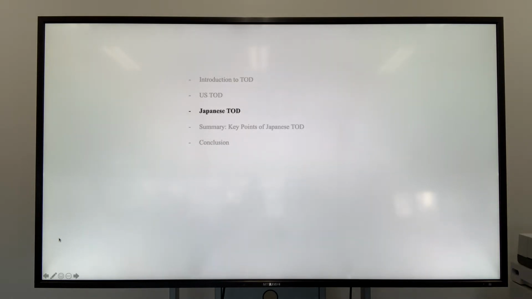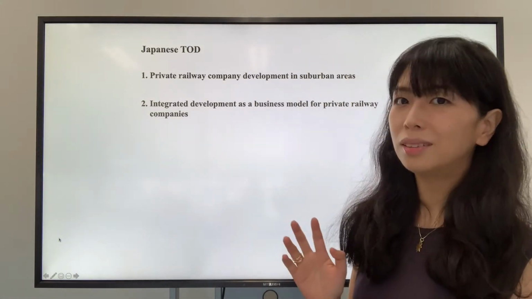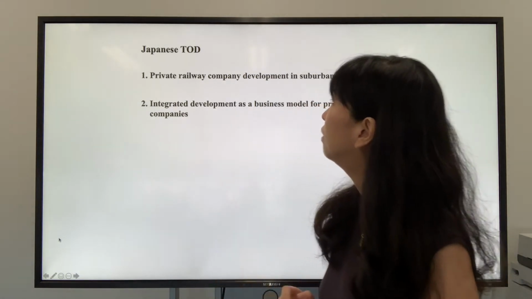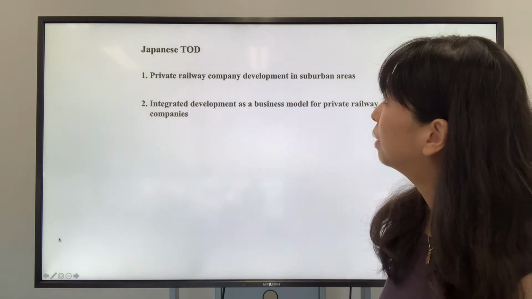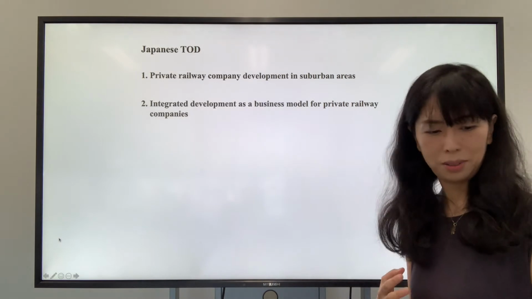Now moving on to the Japanese TOD. This is the main part of today's lecture. There are two concepts that can be found in the Japanese TOD model. The first one is private railway company development in suburban areas. The second one is integrated development as a business model for private railway companies.